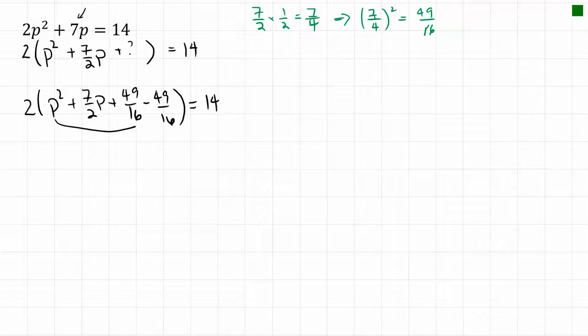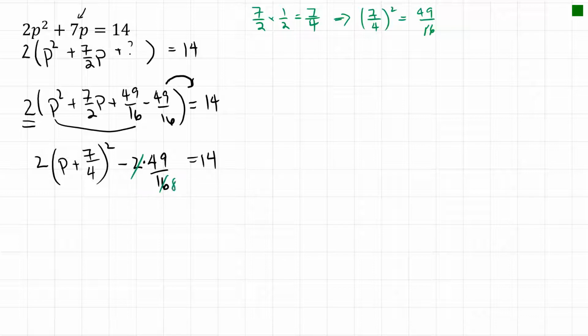Now I'm going to factor these first 3, which is p plus 7/4 squared. And I'm going to kick this guy out of the bracket, and when I do that I have to multiply by this 2 here. So that's negative 2 times 49 over 16 equals 14. Reducing this fraction here, I get 49 over 8. So 2 times p plus 7/4 squared minus 49 over 8 equals negative 14. Not negative, sorry, positive. And this is a square.